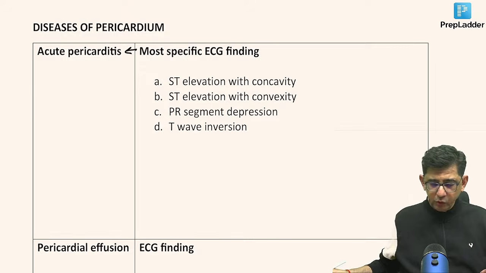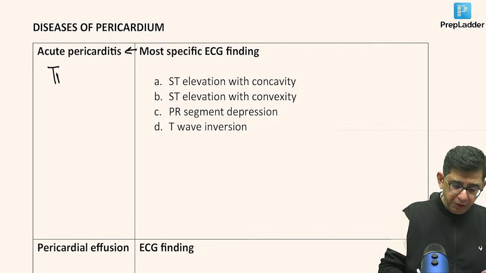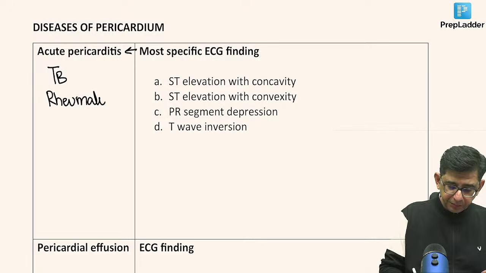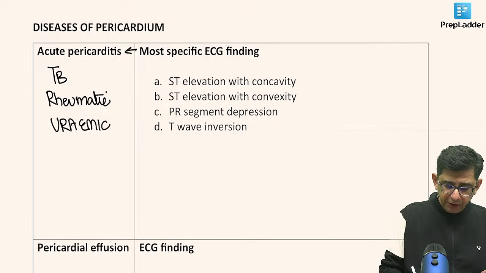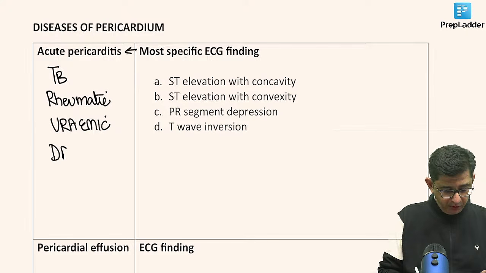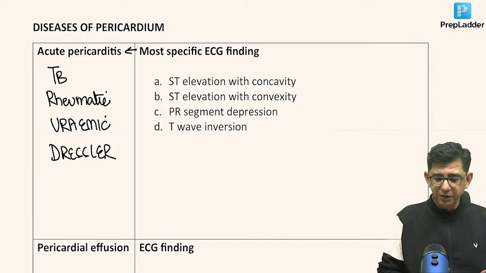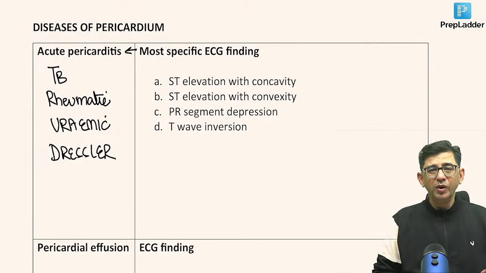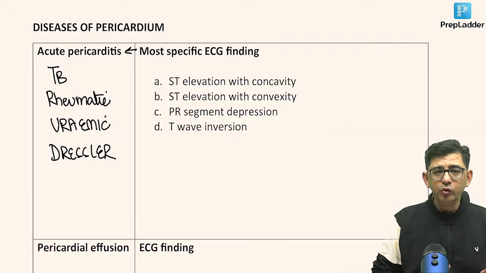Pericarditis in India will most of the time, in adults, be due to TB, in children it can be due to rheumatic heart disease, or it can be in a patient of chronic kidney disease, that is uremic pericarditis. And the fourth cause that they love to ask is Dressler syndrome in a patient. So if he says what is the most specific ECG finding in a patient, there can be a bit of confusion for anybody in ST elevation, whether it is convex or concave.